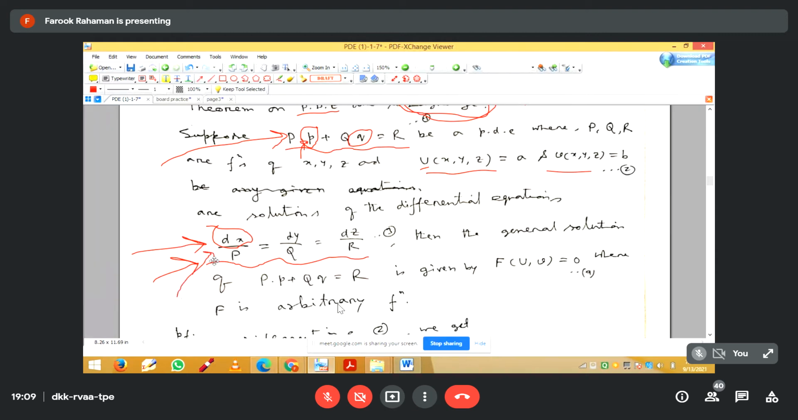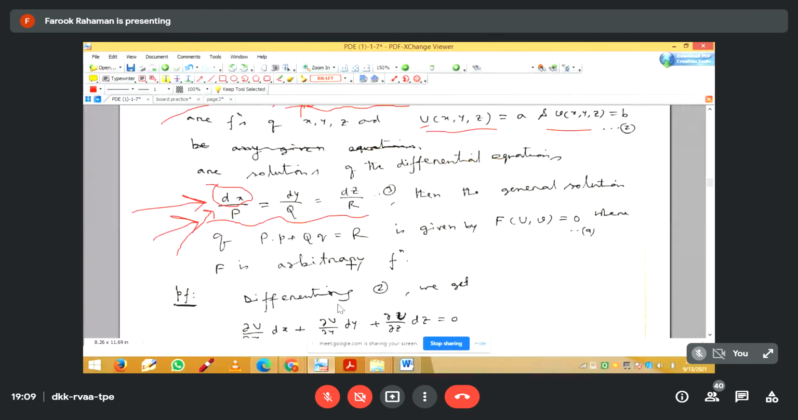And how to solve the ordinary differential equation? We have already known how to solve the ordinary differential equation. So Lagrange gave a huge amount of simplification to solve the partial differential equation by using the ordinary differential equation. So it's tremendous. He did a tremendous work. Okay.